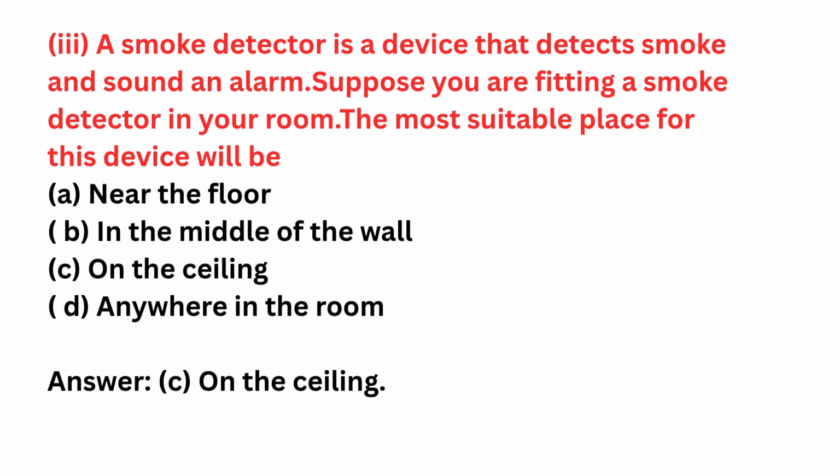Question number 3. A smoke detector is a device that detects smoke and sounds an alarm. Suppose you are fitting a smoke detector in your room. The most suitable place for this device will be. 4 options are given. First one near the door, second one in the middle of the wall, third one on the ceiling, fourth one anywhere in the room. Answer: on the ceiling. That is option C, on the ceiling.